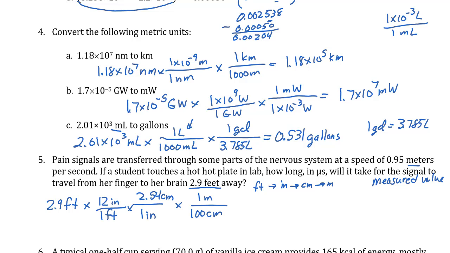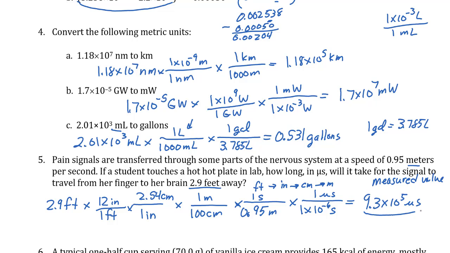So here I've got feet turned into inches. I've got inches converted to centimeters, and centimeters converted to meters. Now I can use this ratio of 0.95 meters for every 1 second for the nerve signal, and I can convert seconds to microseconds. And that should give an answer of 9.3 times 10 to the 5th microseconds. I actually looked this stuff up, and so it does take about a full second for a nerve impulse to go from your finger to your brain to tell you to stop touching something hot.